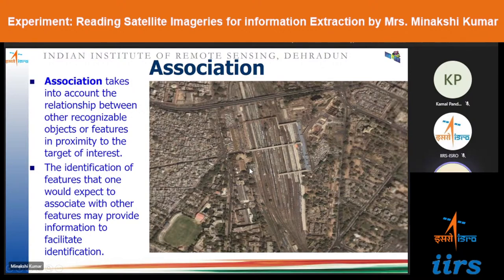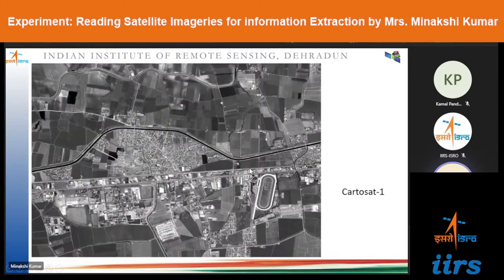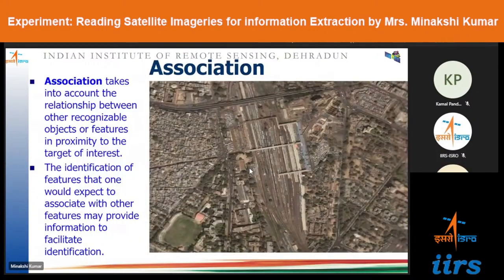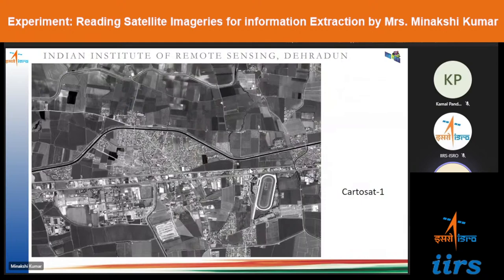Some parking lots. So different elements of interpretation, shape, size, tone, texture, pattern, association, we are using to identify different objects, and we are judging their significance based on these elements of interpretation. Now the previous ones were some satellite imageries and some aerial photographs, right? Now this one particular imagery is a Cartosat-1 imagery of 2.5 meter spatial resolution. Now this is a single band imagery, a panchromatic imagery where we do not see colors, right?